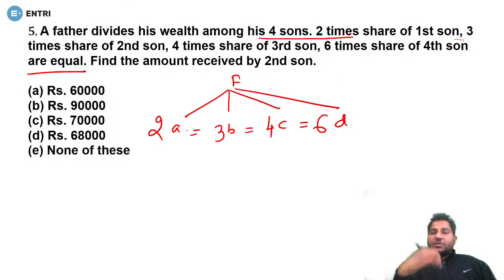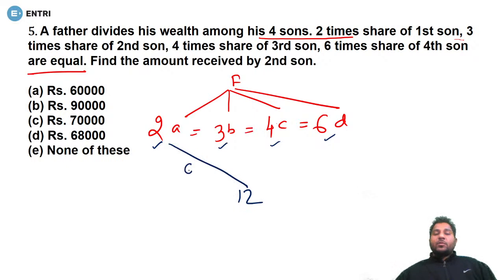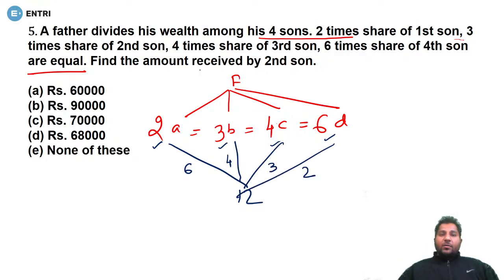Alright, fourth son share. Now how are you going to approach this one? So let me give you a really good concept. Let's take the LCM of 2, 3, 4, 6. It has to be 12. That means A's share would be 6 ratio, B's share would be 4 ratio, C's share would be 3, while D's share would be 2. Now find the amount received by what?